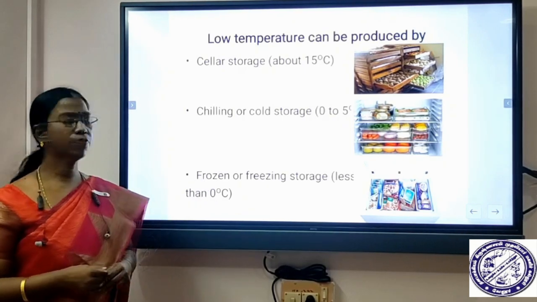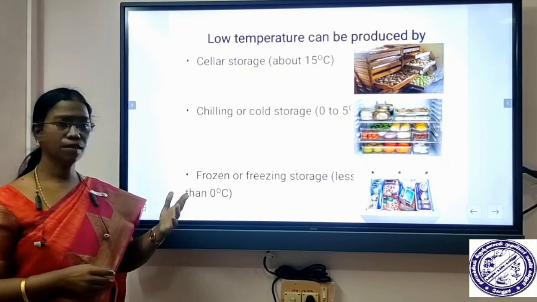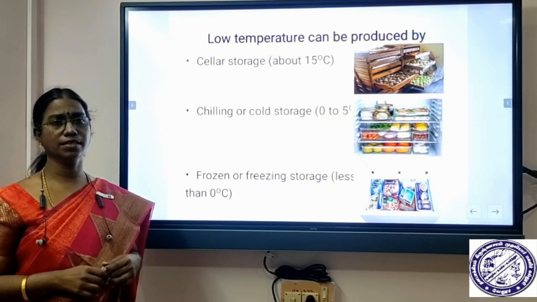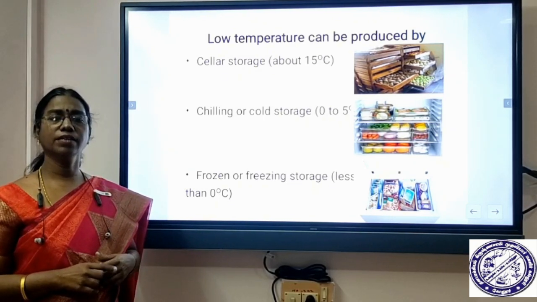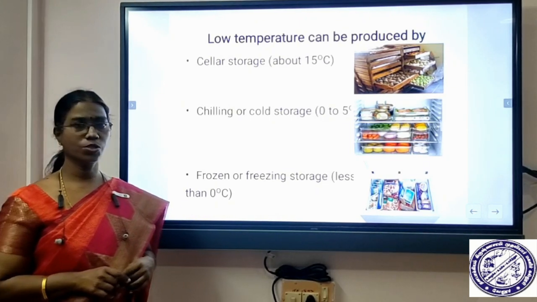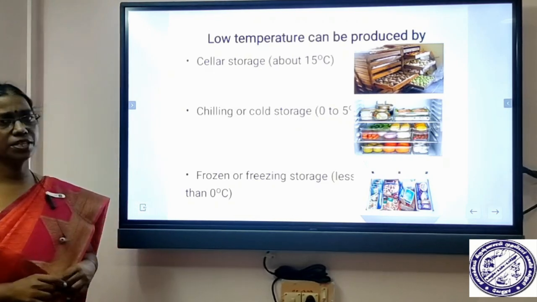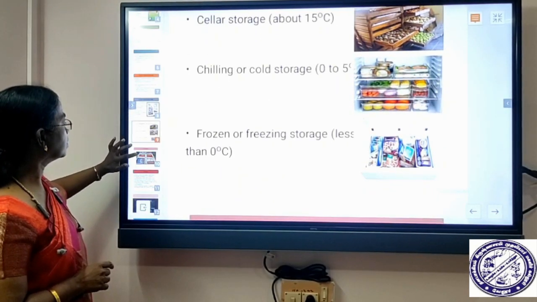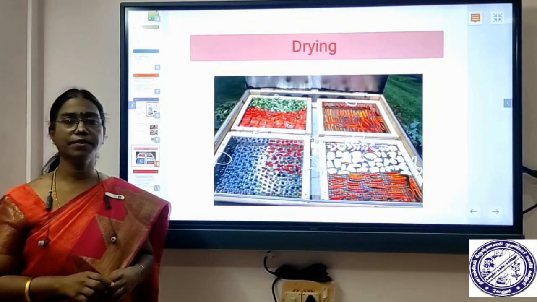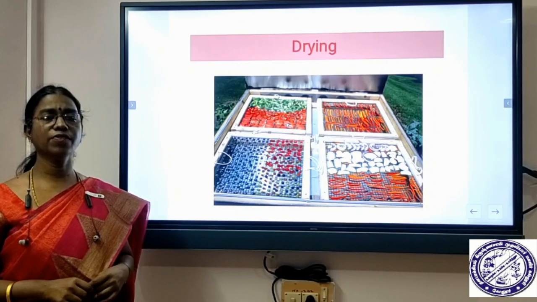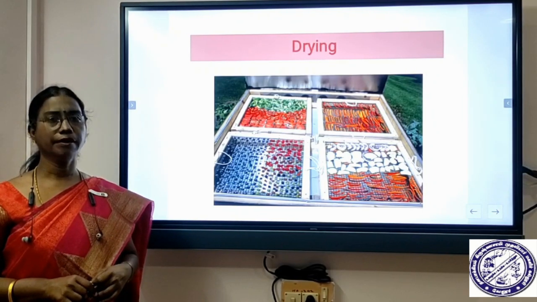And then frozen or freezing storage, where the temperature is less than 0, that is the minus degrees temperature, where meat, fish, etc. can be stored. So this is about preservation at low temperature. Then the next method is the drying method. This is one of the oldest methods of food preservation, where the food will be exposed to drying.